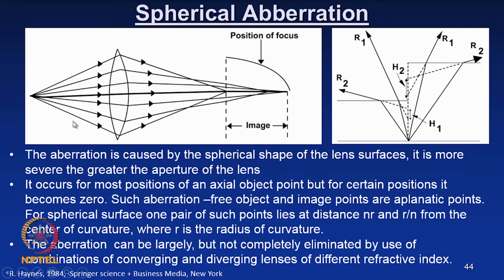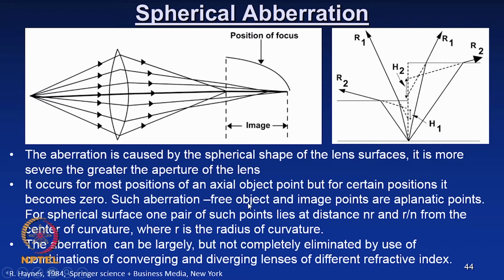I mentioned that the spherical aberration is a very difficult aberration to eliminate for any lens, because this aberration is caused by the spherical nature of the lens. So, let us review the remarks once again, it is still worth it. The aberration is caused by the spherical shape of the lens surfaces. It is more severe the greater the aperture of the lens, and it occurs for most positions of an axial object point, but for certain positions it becomes 0.